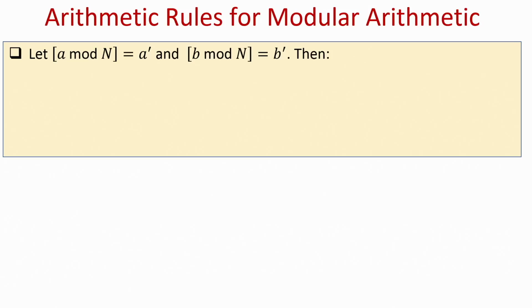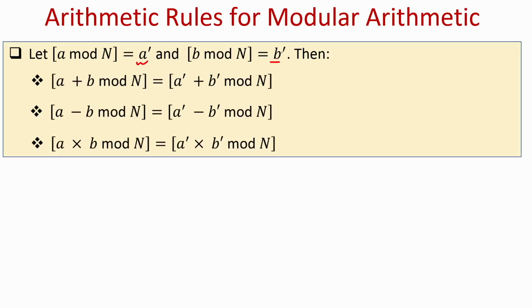There are some interesting arithmetic rules which modular arithmetic follows. Imagine that a modulo n is a prime and b modulo n is b prime. Then a plus b modulo n will be the same as a prime plus b prime modulo n. A minus b modulo n will be the same as a prime minus b prime modulo n, and so on. Similarly, a multiplied by b modulo n is the same as a prime times b prime, and then you take modulo n.